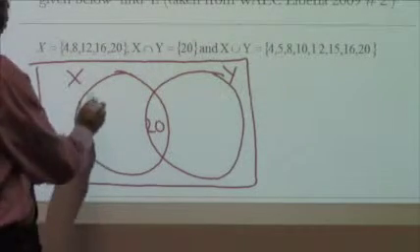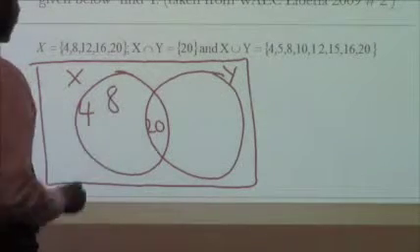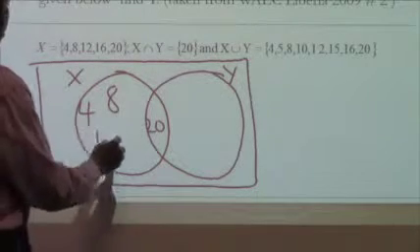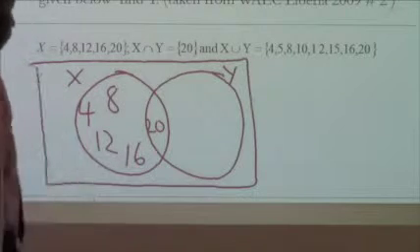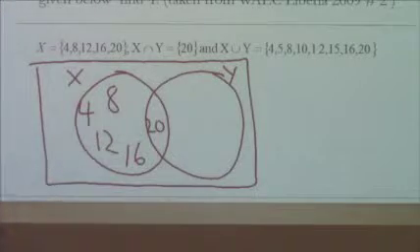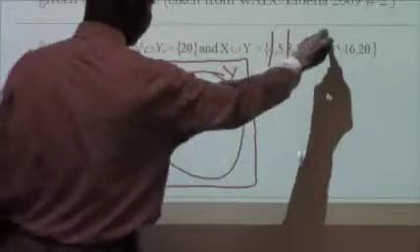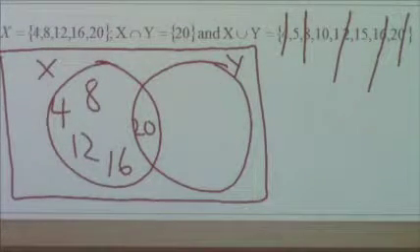In X, I have 4, 8, 12, 16, 20. So those are the numbers that I have already listed. I have listed 4, 8, 12, 16, and 20. The rest of those things would then be the elements that are in Y, the ones that I left.